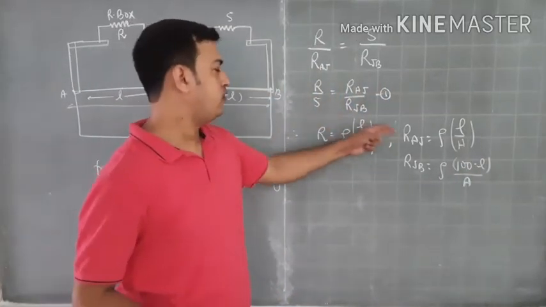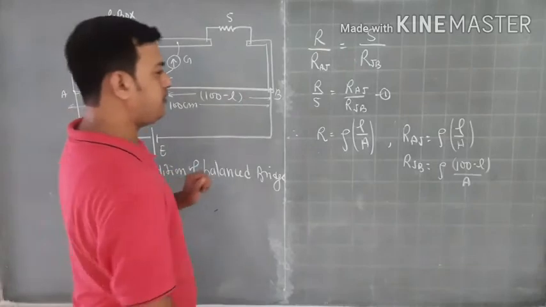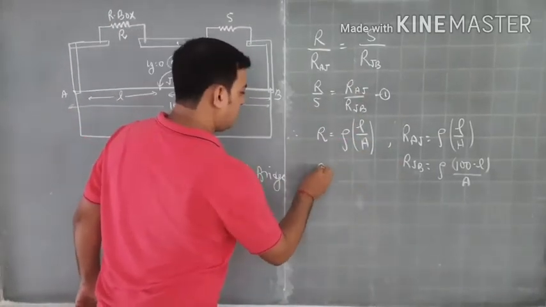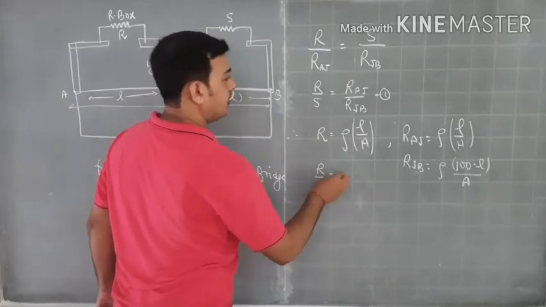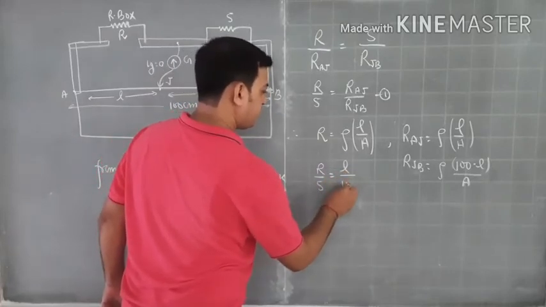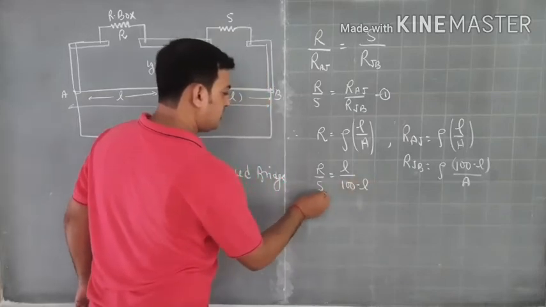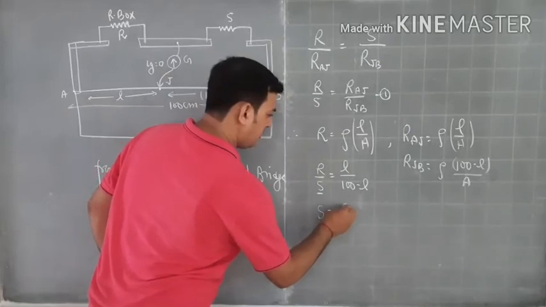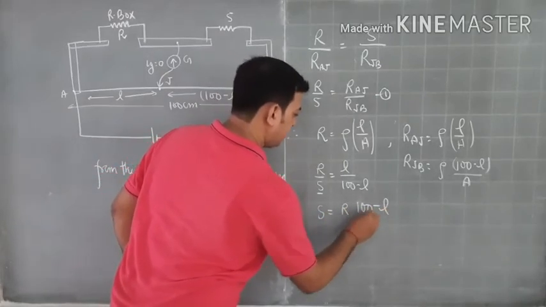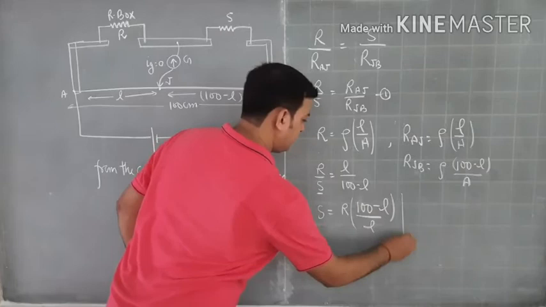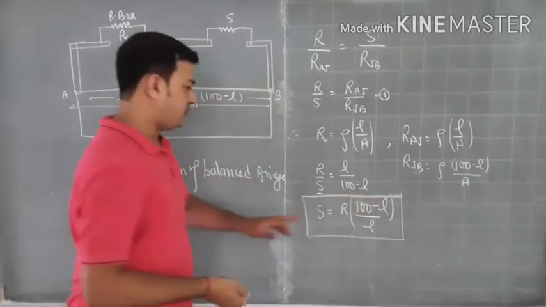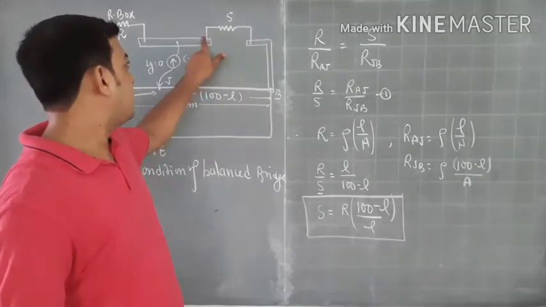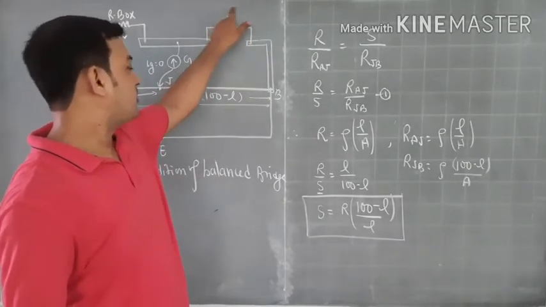So these are the values of the parts AJ and JB, and when you put these values here, you will get R by S equals L by 100 minus L. Since S is my unknown resistance, S is going to be R times (100 minus L) by L. So with the help of this formula, we can find out the resistance of the wire that is connected across these two terminals.